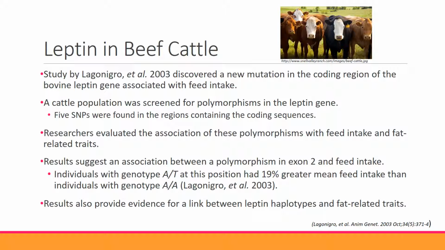And so the cattle with the genotype AT at the position in exon 2 had 19% greater mean feed intake than individuals with the genotype AA. And results from this study also provide evidence for a link between leptin haplotypes and fat-related traits.